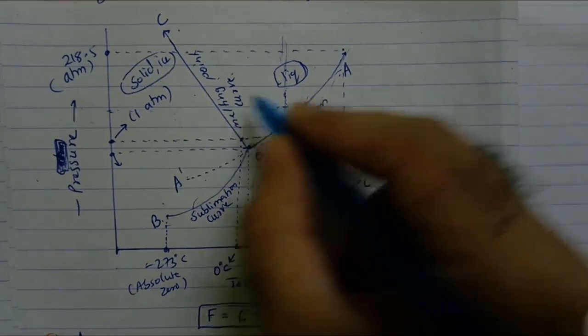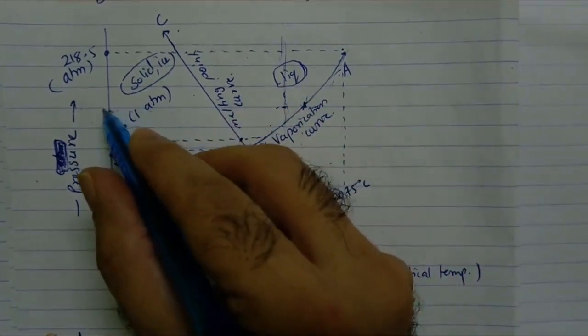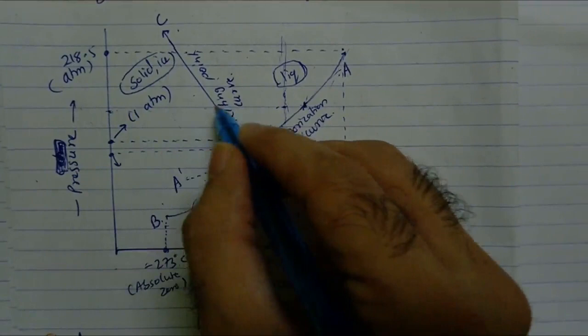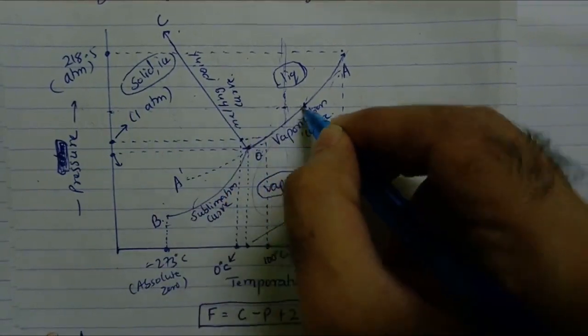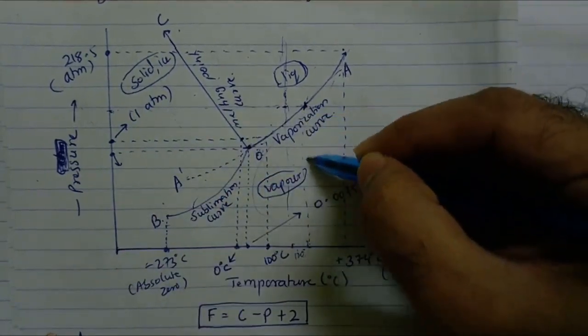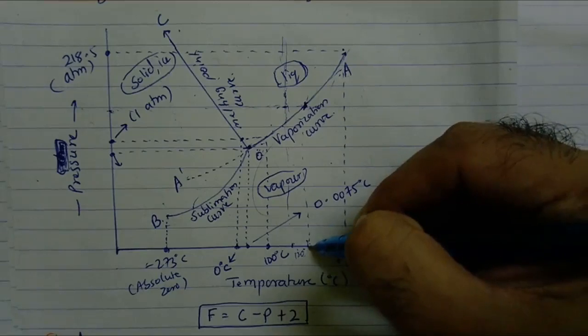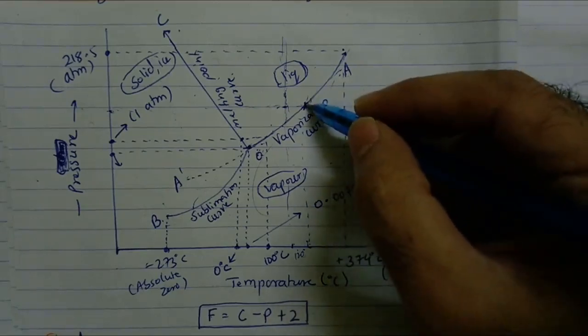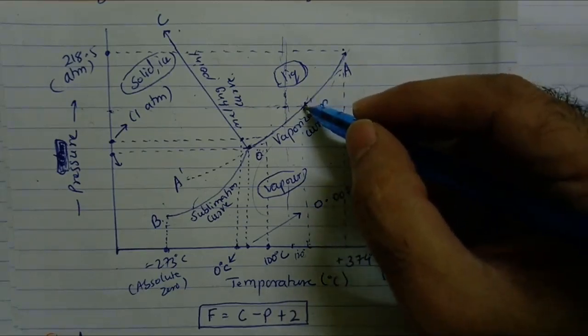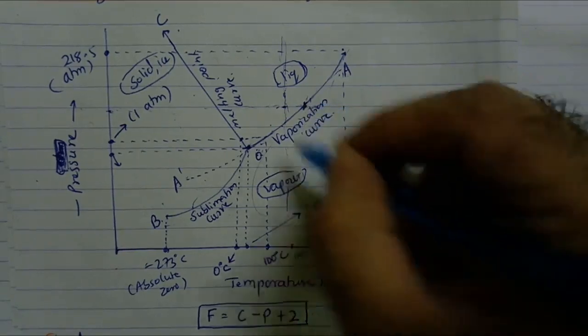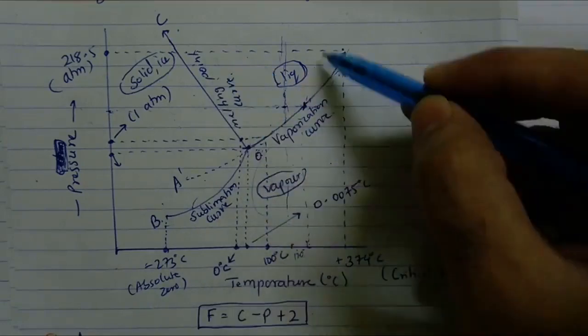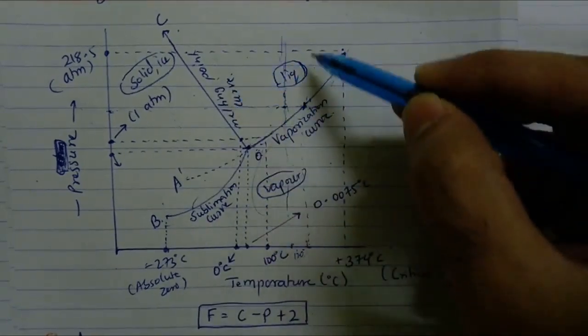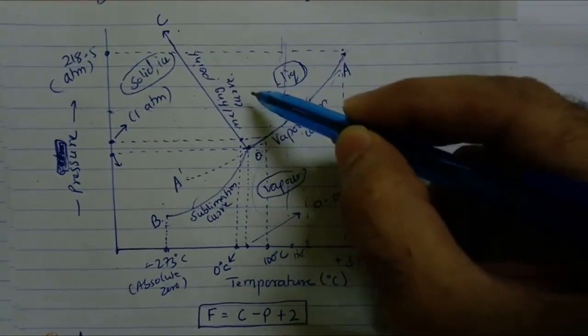Or if I say that at 1.5 atmospheric pressure, it will be somewhere here. So at 1.5 atmospheric pressure, the temperature will automatically be obtained from here. Is that clear? So this is how it has only one degree of freedom, because you have to specify only one of the variables, either temperature or pressure. This is not the case with the area, because in the area you have to specify two variables. Is that clear?